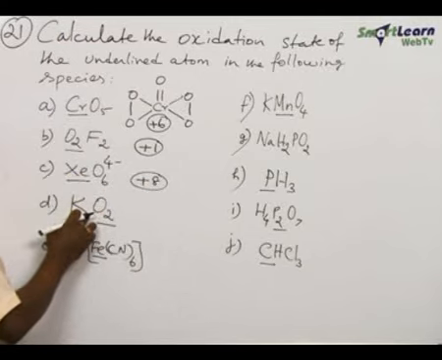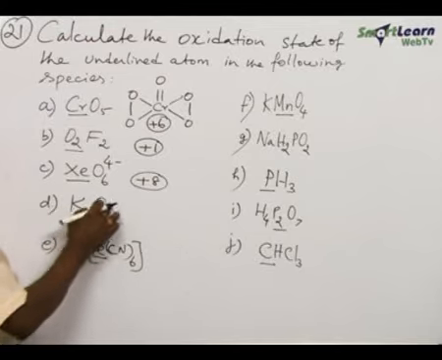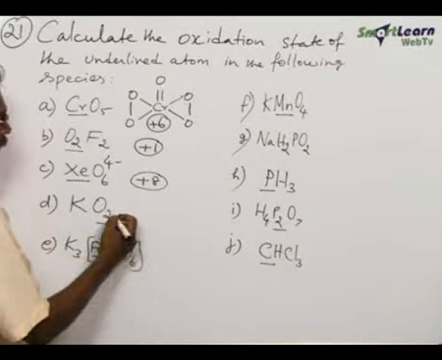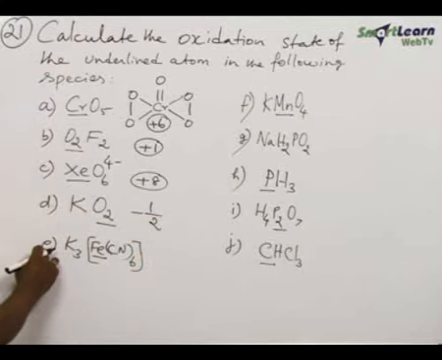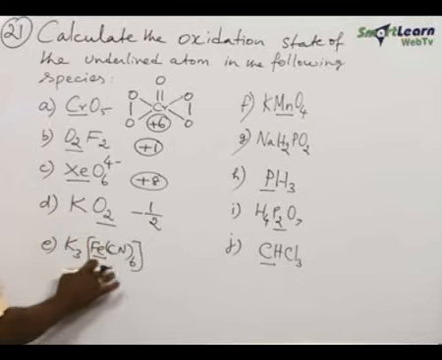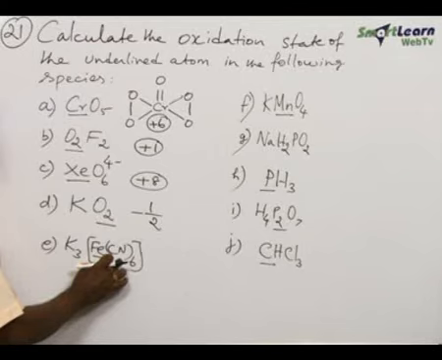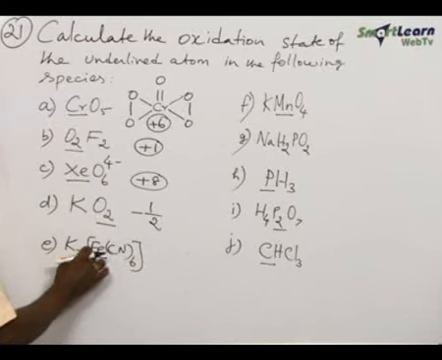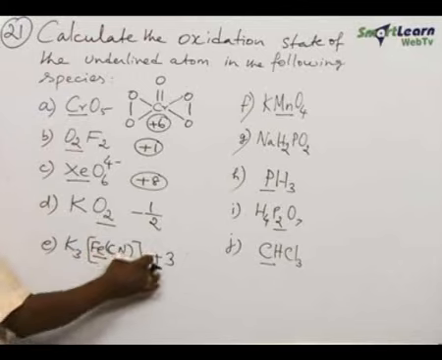And D, KO2, this is the superoxide, and here potassium always takes +1, and +1 is shared by 2 oxygen atoms. Therefore, here the oxidation state of oxygen must be -1/2. And now the next compound, this is a complex compound, potassium ferricyanide. So outside the complex ion is +3. So the entire complex ion is -3, and each cyanide ion is -1. Therefore, -6 plus x must be equal to -3, so Fe's oxidation state is +3. So here the iron is in the ferric form, +3 oxidation state.